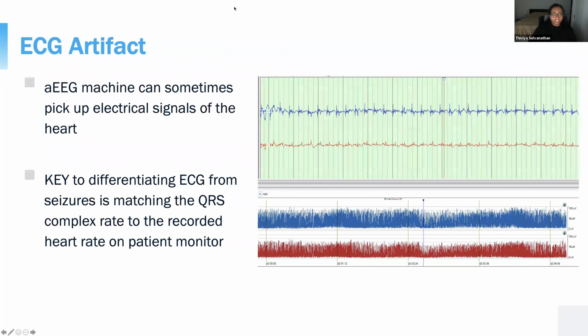Another common artifact that we see in the ICU is ECG artifact on our amplitude integrated EEG machine. This sometimes can pick up electrical signals that are coming from the heart. One of the key differentiating features is to match the QRS complex that's seen on the raw EEG tracing with the QRS complex rate that's seen on the patient's monitor.